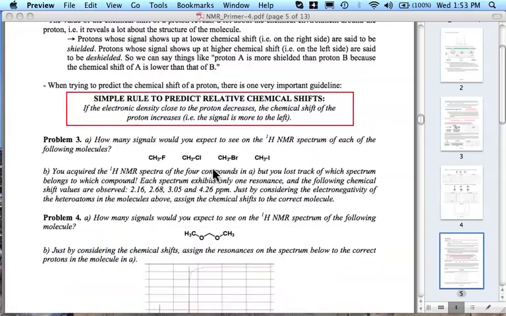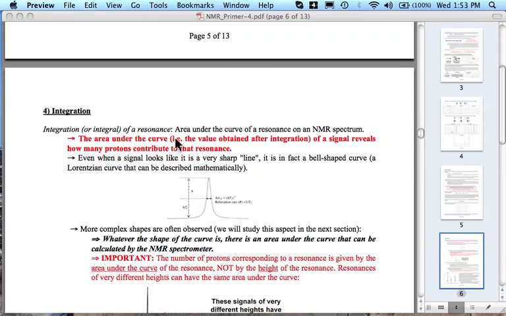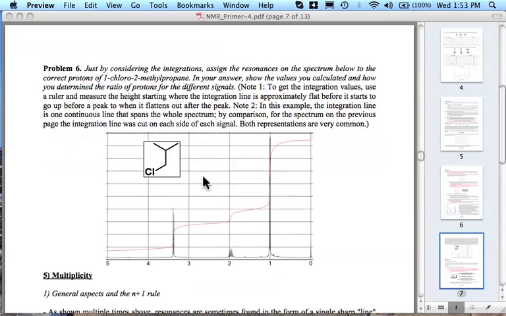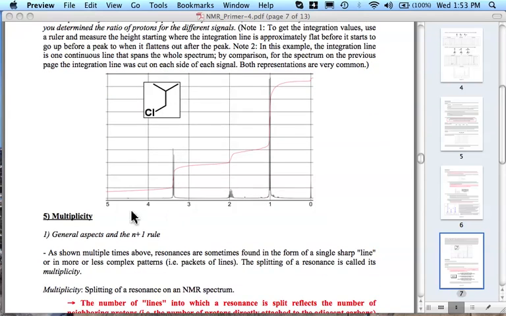So there's chemical shift being discussed there. There's integration. And if you work yourself all the way down through problem 6, that would put you in good shape for class tomorrow. As I mentioned, tomorrow we'll be focusing on chemical shift, and then on Friday we'll focus on splitting and multiplicity. Okay, see you tomorrow.